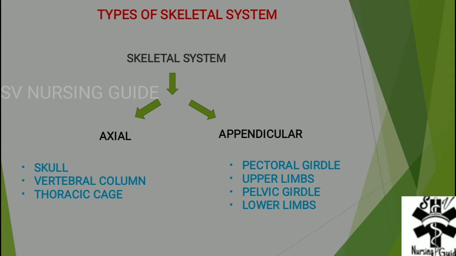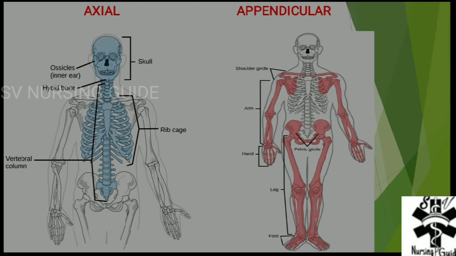Next, types of skeletal system. Our skeletal system is divided into two types, axial and appendicular. In axial, skull, vertebral column and thoracic cage. In appendicular, pectoral girdle, upper limbs, pelvic girdle and lower limbs. These two pictures clearly show the types of skeletal system. In axial, skull, rib cage or thoracic cage and vertebral column. In appendicular, shoulder girdle or pectoral girdle, upper limb, pelvic girdle and lower limb. We are going to see each type.